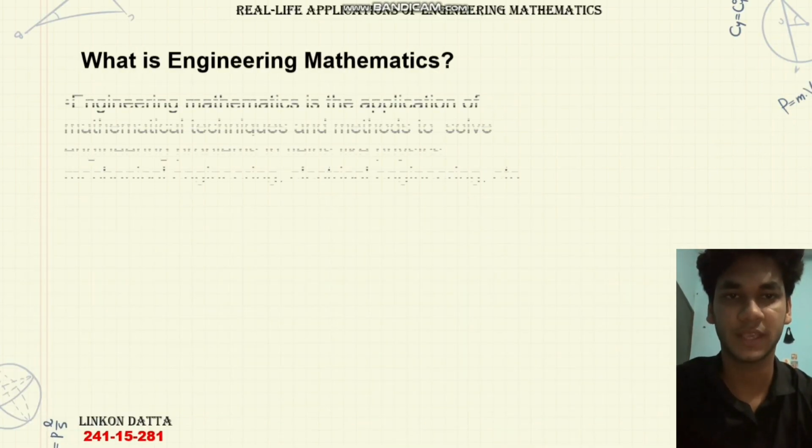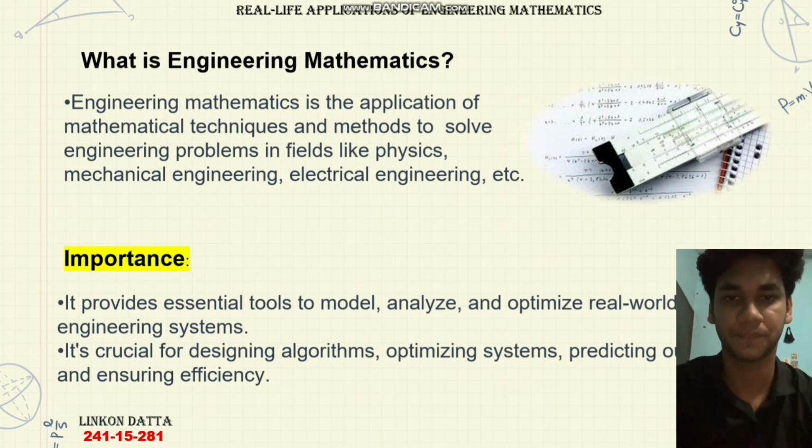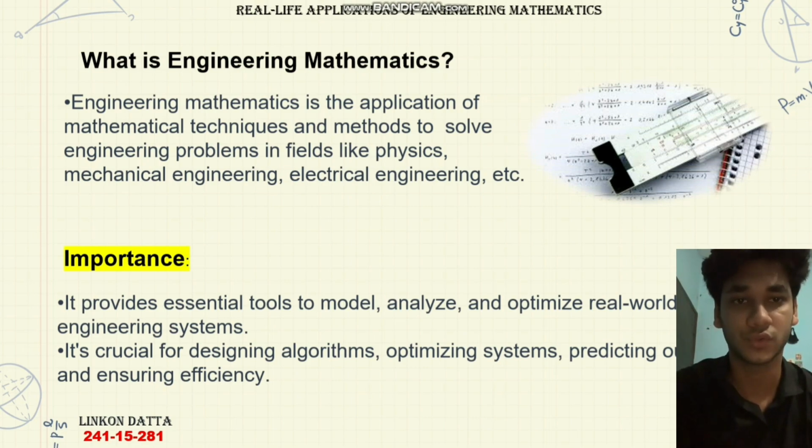So today our presentation topic is real life application of engineering mathematics. Before we talk about its applications, we should know what engineering mathematics is. Engineering mathematics is the application of mathematical techniques and methods to solve engineering problems in fields like physics, mechanical engineering, electrical engineering, etc. It provides essential tools to model, analyze and optimize real-world engineering systems. It is key for designing algorithms, optimizing systems, predicting outcomes and ensuring efficiency.